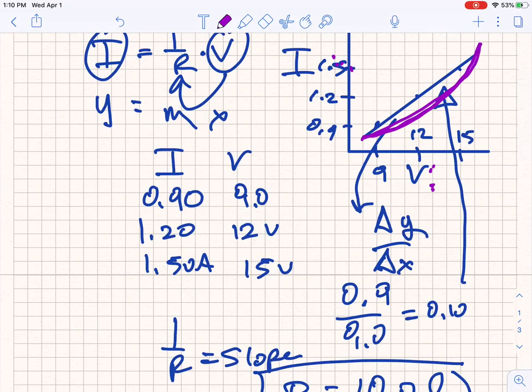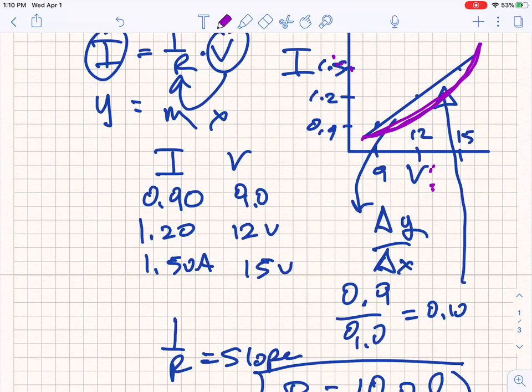Now, if it's a non-ohmic resistor, then it tends to be like a curved line like this. As your voltage gets higher, it tends to be more of a quadratic. So sometimes they'll ask on the AP test, is this an ohmic or a non-ohmic resistor? If it's an ohmic, that just means it's a linear function. If it's a non-ohmic, it's not.